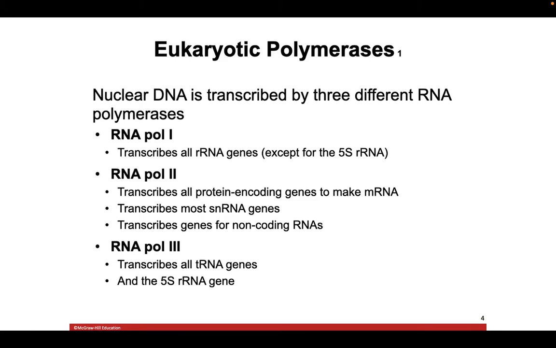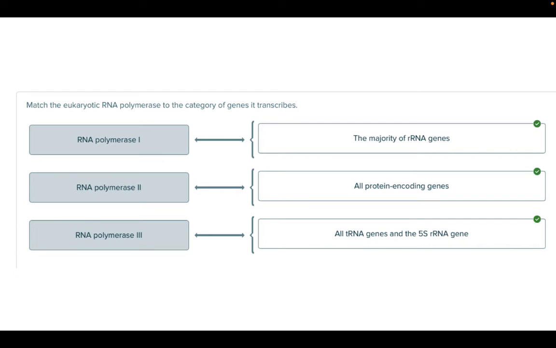And then we have RNA polymerase 3, which transcribes all the tRNA, which stands for transfer RNA. Transfer RNA is the one that brings amino acids to the ribosome. It also makes the 5S rRNA gene, so another piece of the ribosome. So you should know RNA polymerase 1 is the majority of the rRNA genes forming the ribosome. RNA polymerase 2 is all protein encoding genes, so that includes mRNA, which stands for messenger RNA. Then RNA polymerase 3 makes all the transfer RNA genes and the 5S rRNA gene.